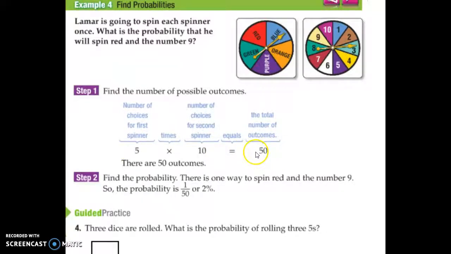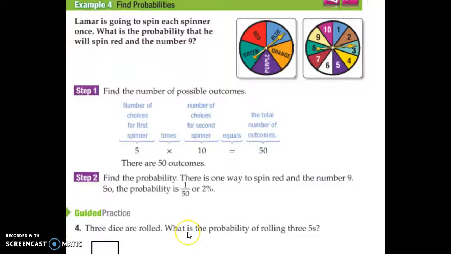Alright? And how many of those outcomes are red with the number 9? Okay? Well, if you drew a tree diagram, you just go to the end and find where the red 9 is. There's only going to be one of them. Or, you think through it. There's a red and there's a 9. If there's another 9 somewhere, that might change it. But there's only one outcome that's a red 9, so it's 1 out of 50, which is 2%. Alright?